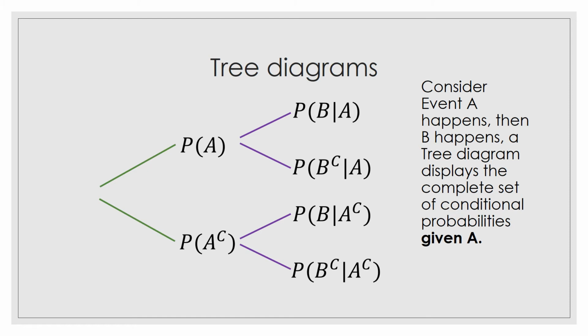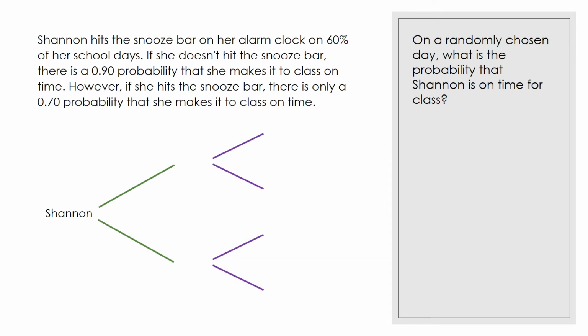And what you notice with these tree diagrams is the conditional probabilities are provided for you at the end of these branches. This is an advantage of tree diagrams over the two-way tables. And we'll see what we mean as we start to look at this scenario with Shannon. So the first thing that we want to recognize when we read this problem again is, what's the first thing that happens? And it's going to be her decision to hit the snooze bar or not.